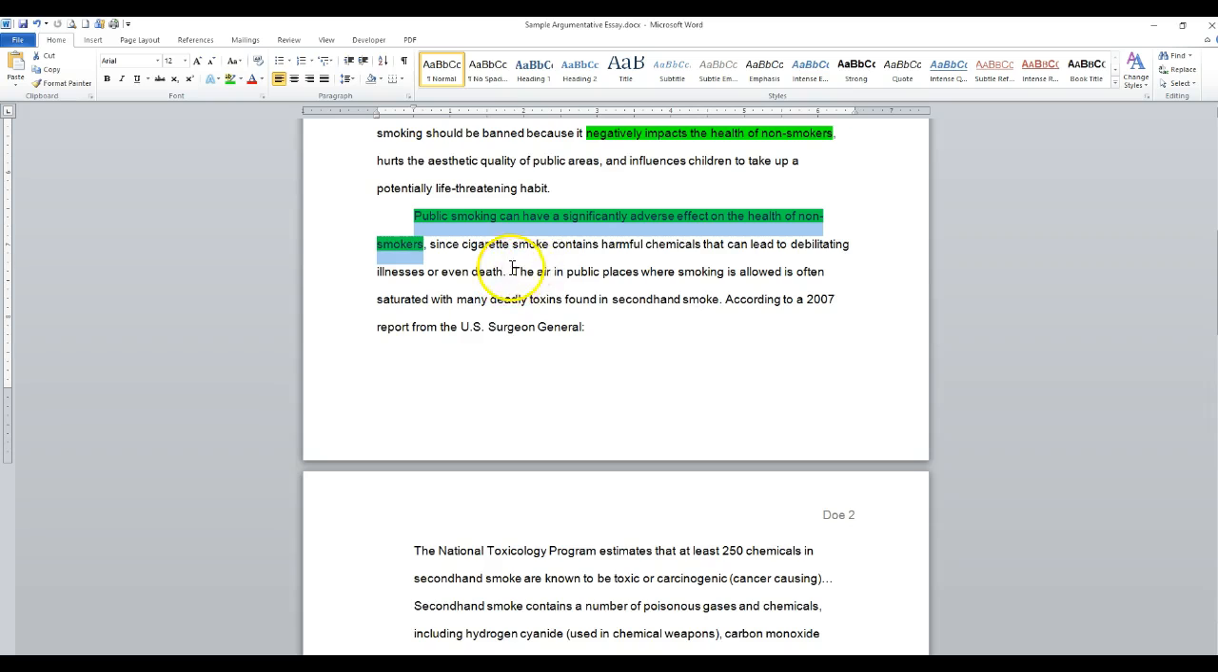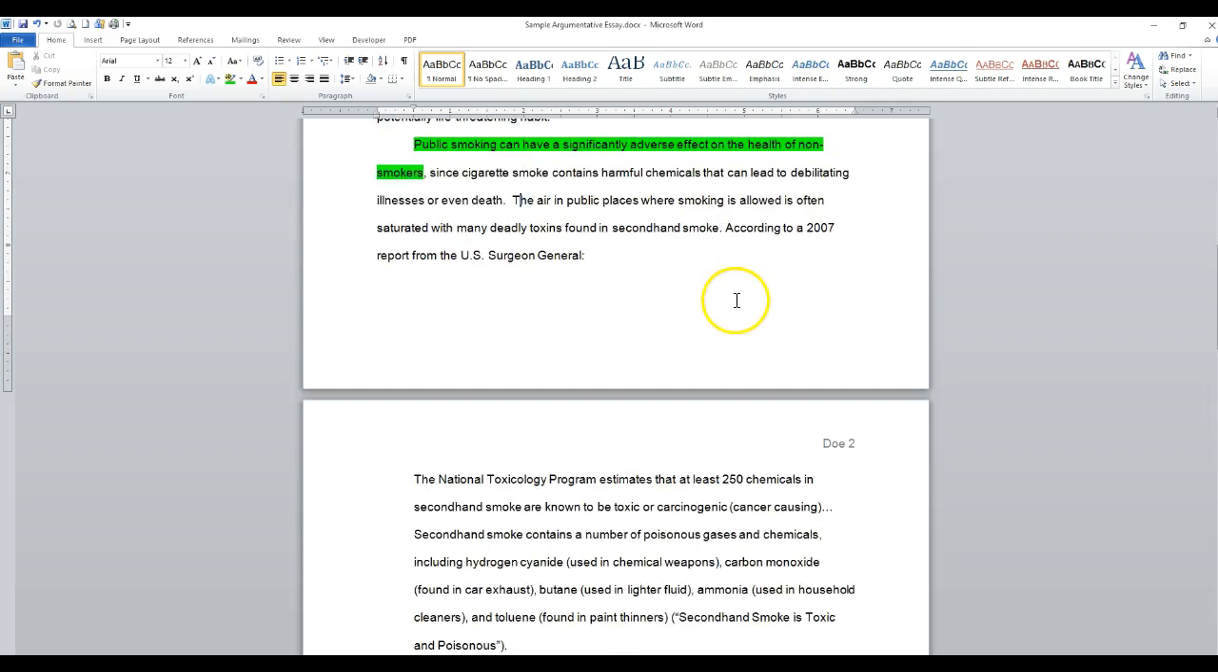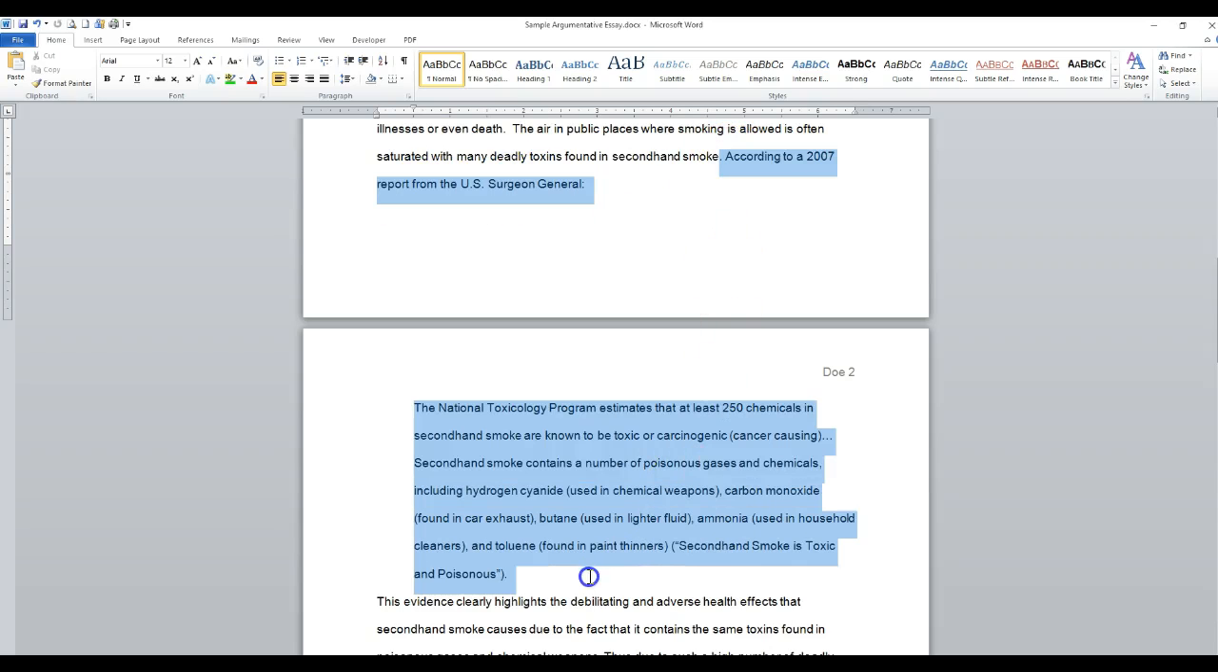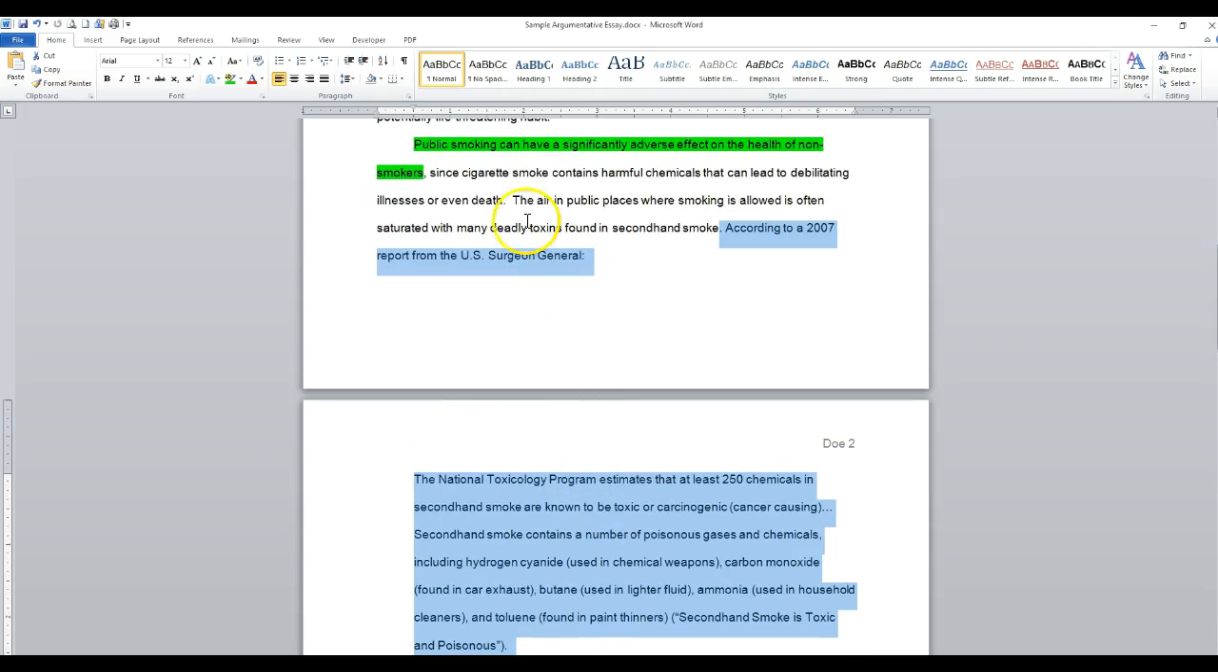So he goes on to say, the air in public places where smoking is allowed is often saturated with many deadly toxins found in secondhand smoke. And then he provides some evidence that he got from the Surgeon General. It's very specific information so that the reader can have a clear understanding of what he's trying to do in terms of proving it. So this evidence is designed to prove the point that he's making here.